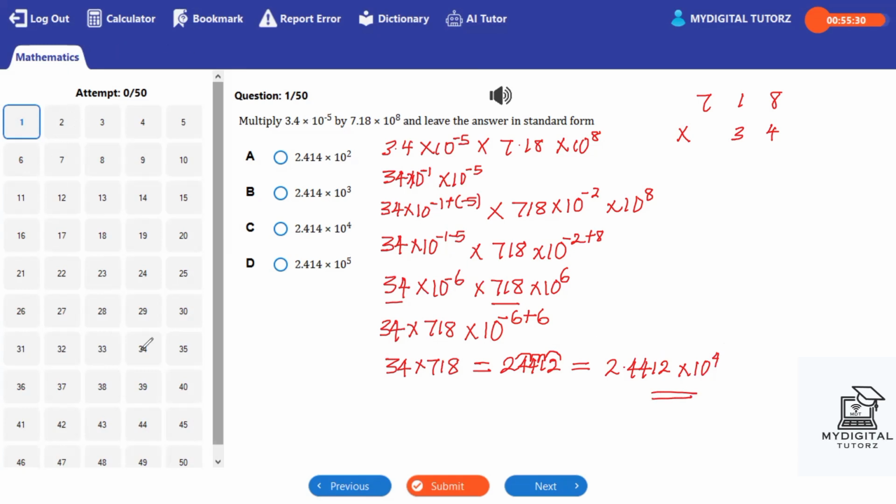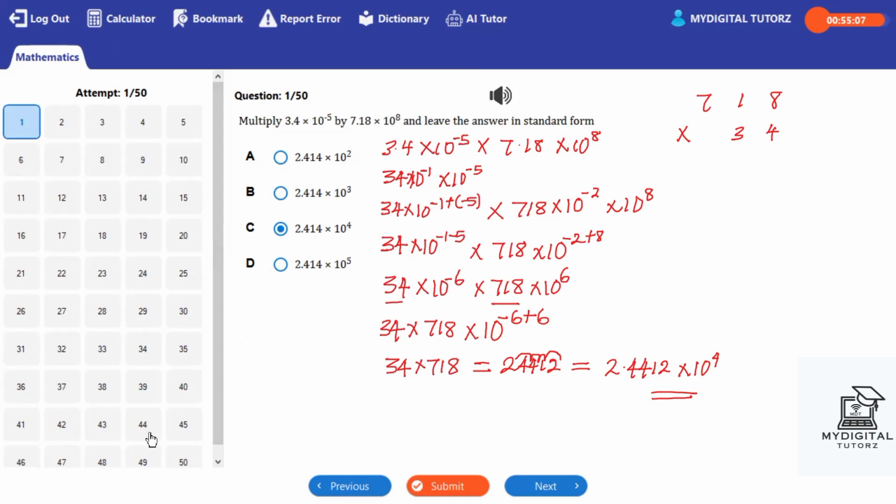So I think that makes our option... Okay, we are having 4.14 here, but the correct answer is 2.4412. So there's no correct option here. Something that is close is option C. Option C is close. I hope this is understood. So that is about question 1.